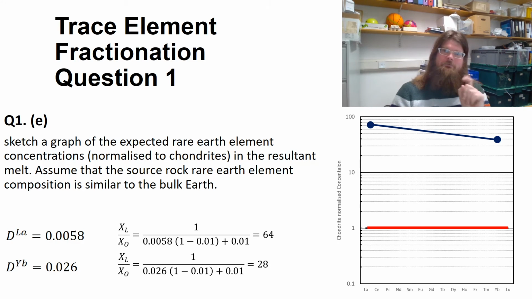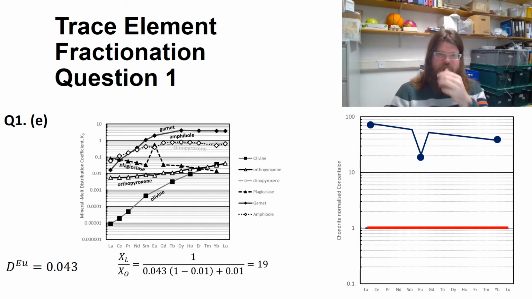Now there is one exception to that, and if we look at the mineral melt distribution coefficients, you can see that there's a systematic change for olivine here and a systematic change for orthopyroxene. So we might expect there to be a smooth change between the bulk distribution coefficients and therefore the melt composition of this. But if we look at plagioclase, there is this anomaly at the element europium, where in the mineral plagioclase, europium is almost compatible.